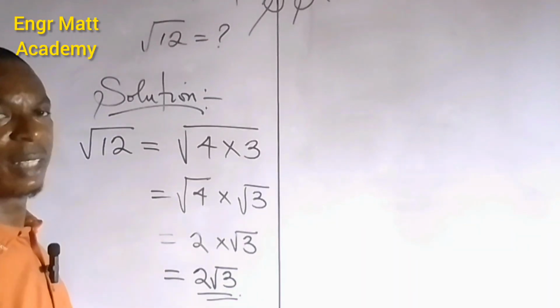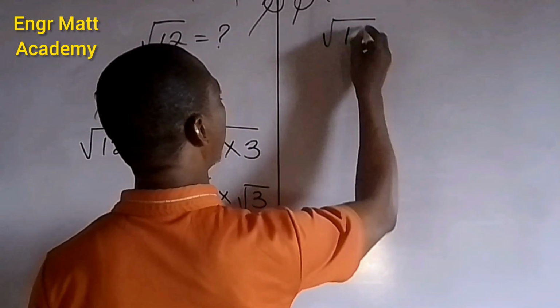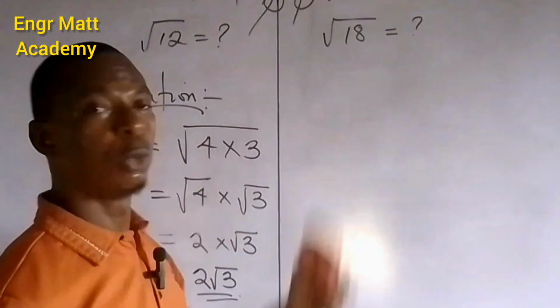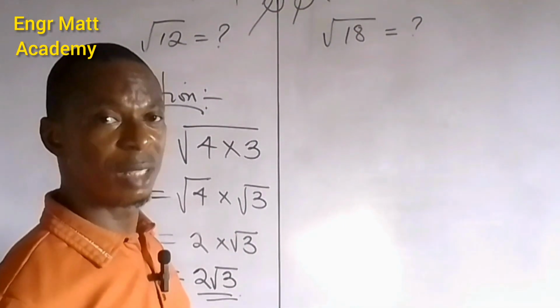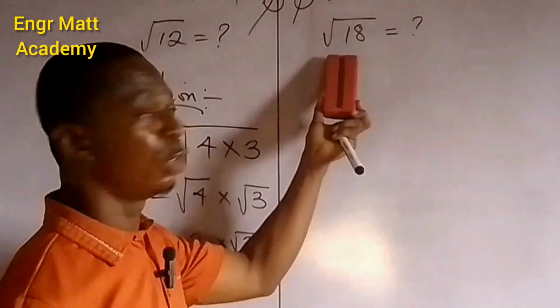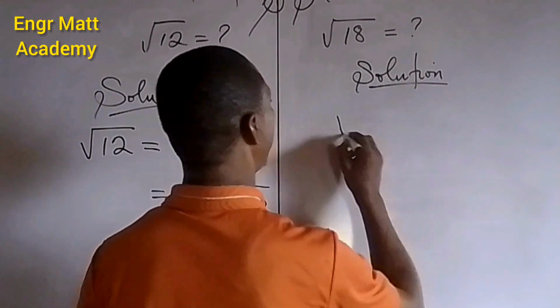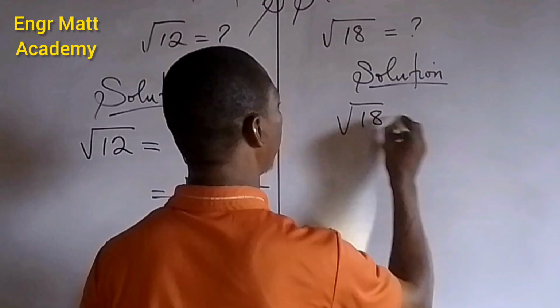Let's look at another example. Root 18. How do we go about this? Remember the first step, always split the number. So let's do that. Solution: root 18.